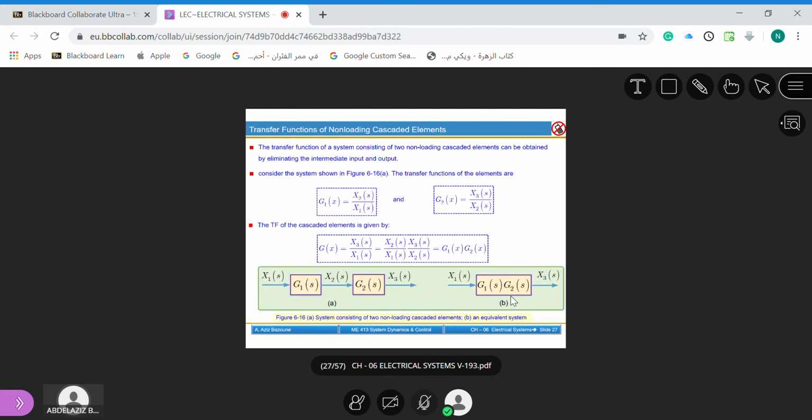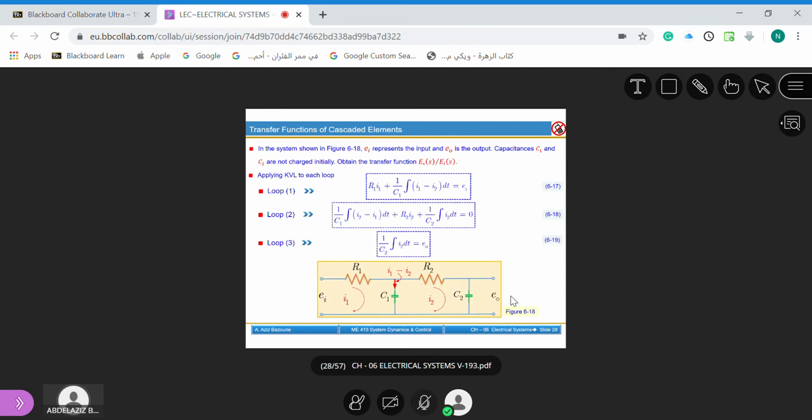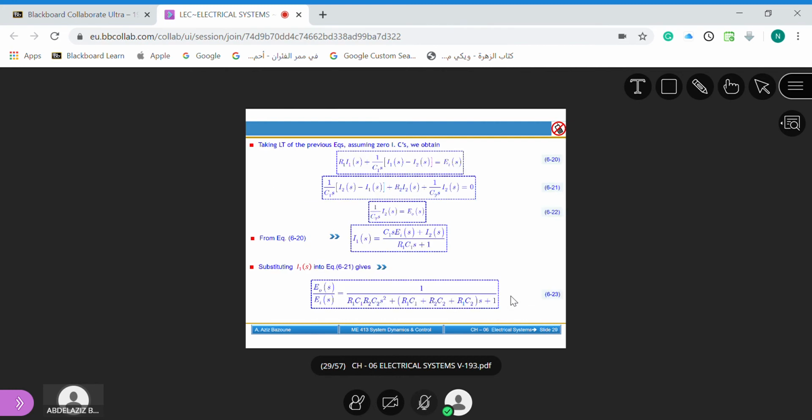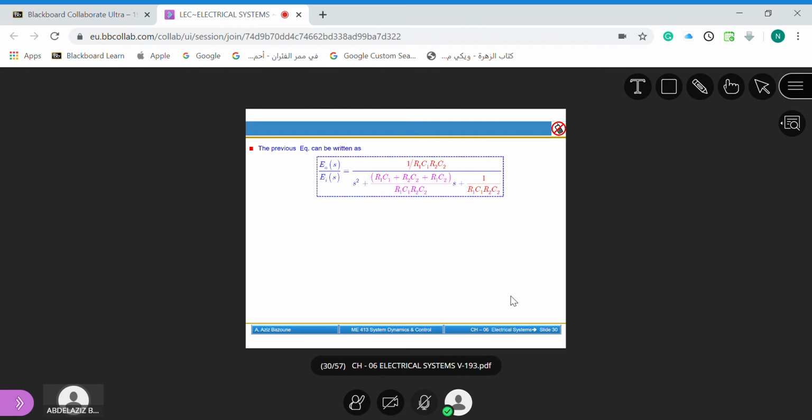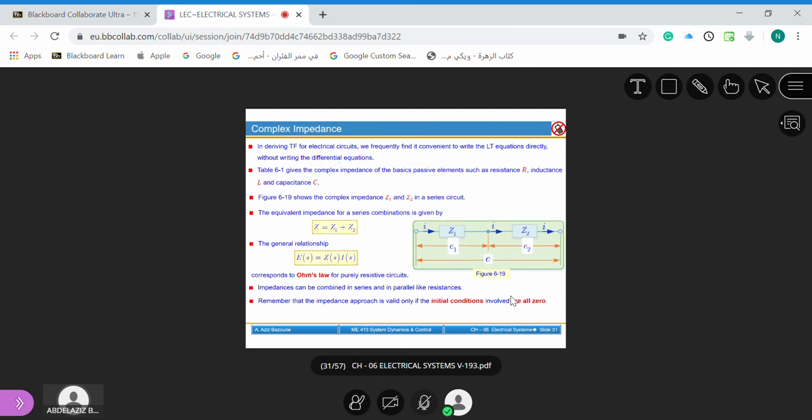So we solved this one, Shabab, using the normal procedure, KVL. Now I will show you how we use the impedance method. It's very slow, the pages are not turning quickly as I wish.